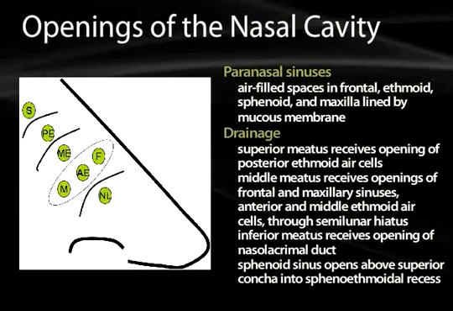So we have our paranasal sinuses, which are air-filled spaces in the frontal, ethmoidal, sphenoid, and maxillary bones, and they are all lined by mucous membranes, which need to be kept wet. So if you're talking about the drainage of all of these wet spaces, we have the superior meatus receiving the opening of the posterior ethmoidal air cells.